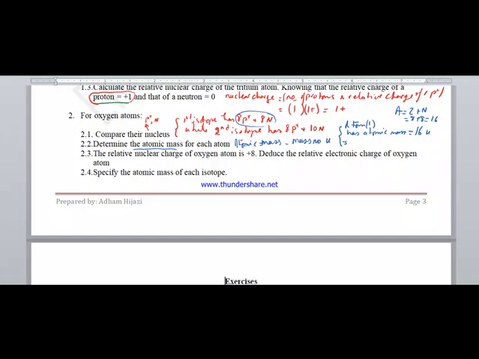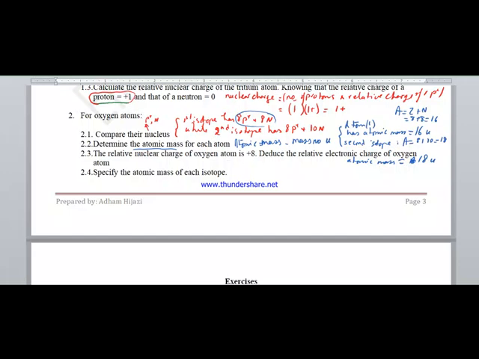The second isotope: A is equal to 8 plus 10, equal to 18 mass number. So the atomic mass is equal to 18 U.